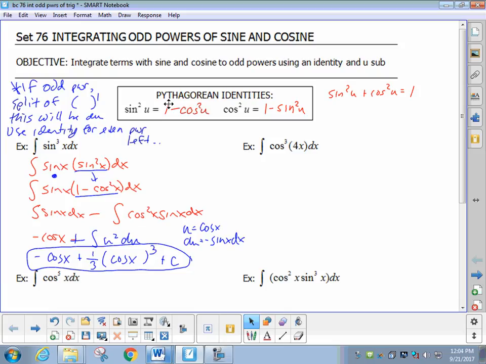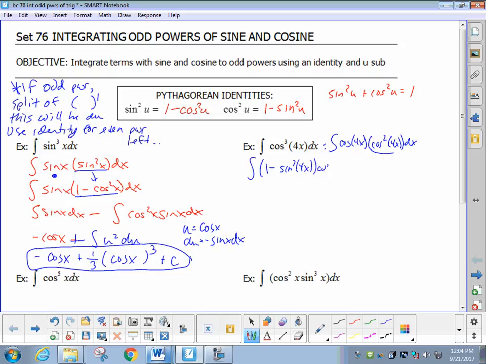So what's the first thing you did? Split it into cosine of 4x and cosine squared of 4x. Okay. This will be your du. Don't sweat that now. For now, use the identity on the square. So it becomes 1 minus sine squared of 4x times the cosine of 4x that was stray and left off to the side. So far, so good? Okay, if you distribute, then you'd have the integral of cosine of 4x, minus another integral of sine squared 4x cosine of 4x.